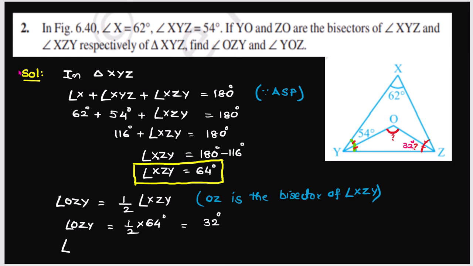Now angle OYZ equals half of angle XYZ, that is half of 54. Half of 54 is 27 degrees. So now here we have got two angles. In triangle OYZ, we have got angle OYZ, that is 27 degrees, as well as angle OZY, that is 32 degrees. Now by applying angle sum property, we can find angle YOZ.